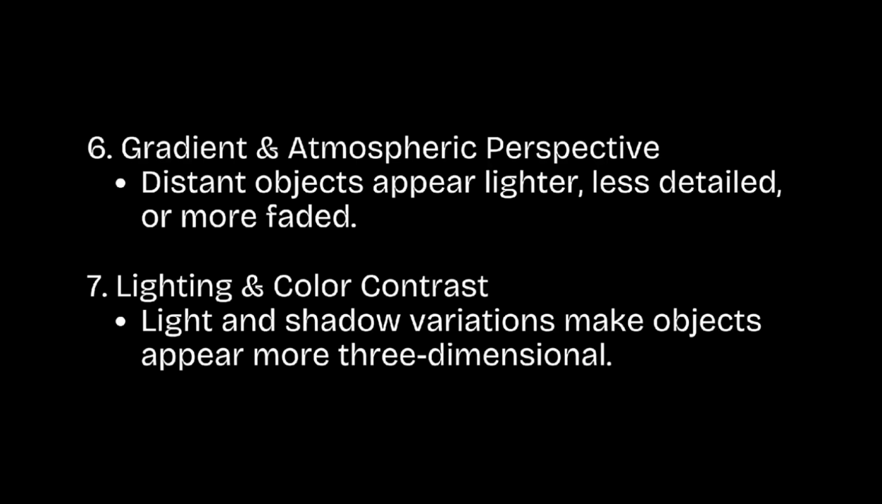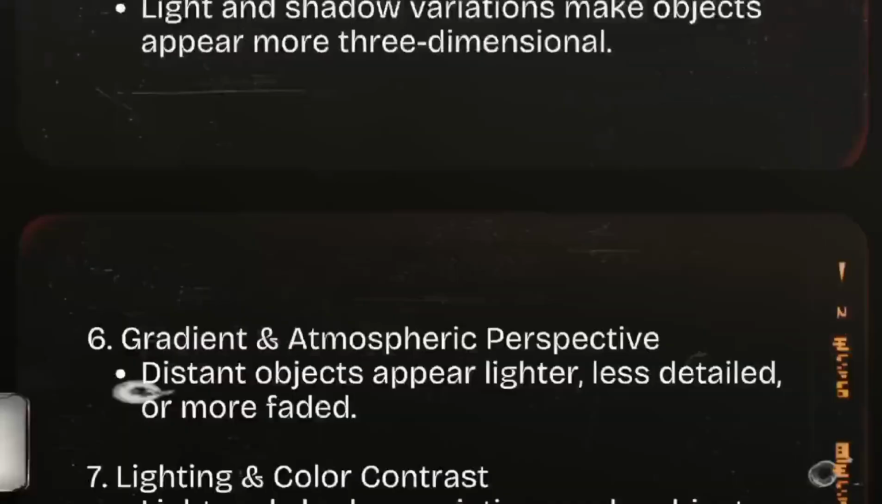And then the seventh is lighting and color contrast. Light and shadow variations make objects appear three-dimensional. Now when you create a shadow and then you add a light effect on an object, you have created a fade in and fade out effect, which is creating depth in that design.